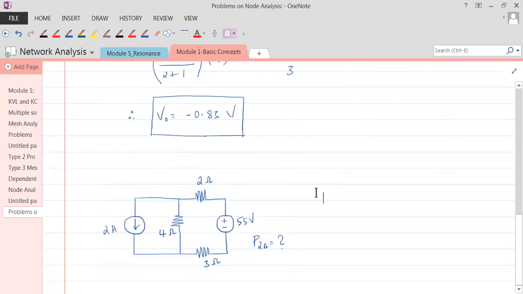So this is the circuit that we need to deal with now. Okay, so what is it that they are asking? I'll tell you. This is problem number 2. Can you just make a note of this fast? This is problem number 2. So this is a type 2 problem. In what way is it a type 2 problem?